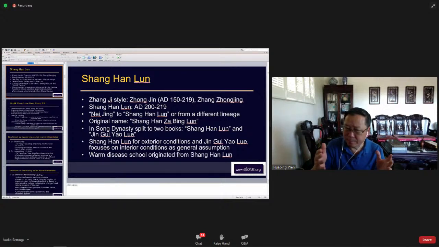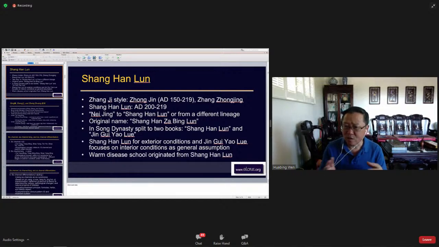But both Ye Tianshi and Wu Jutong themselves were great Shang Han Lun practitioners. About 80% of their cases are basically Shang Han Lun case studies. That's the relationship, a little bit of background between Wenbing and Shang Han. There is also a debate over whether they should be two separate things or one thing.